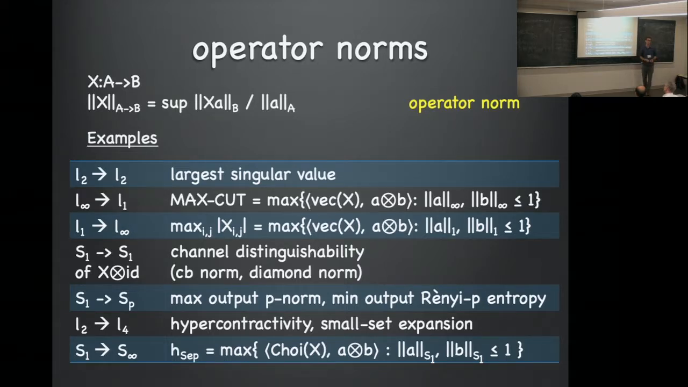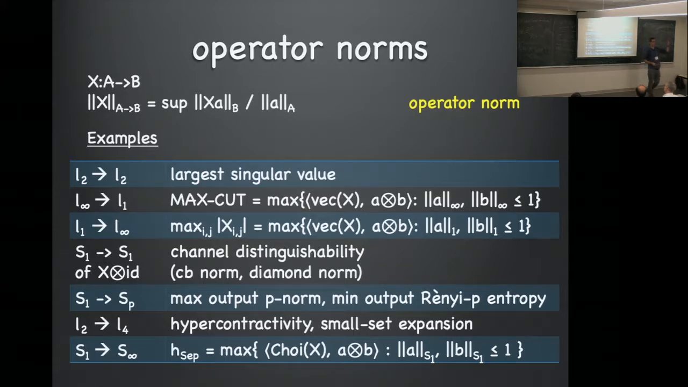If I do L1 to L infinity, on the other hand, this is a very easy problem. It's just the largest entry of the matrix. So now, this is equivalent to taking the largest inner product between probability distributions A and B, and so I might as well just concentrate all of their weight on a single coordinate.